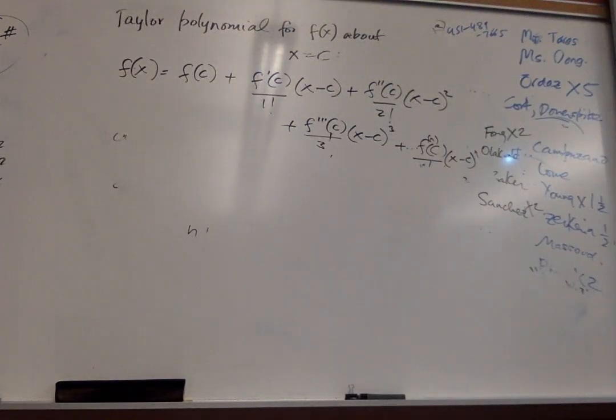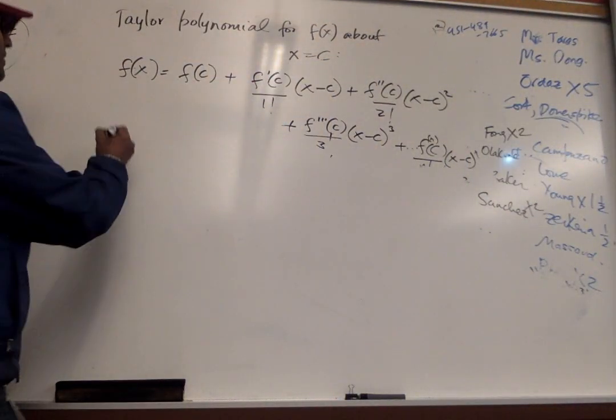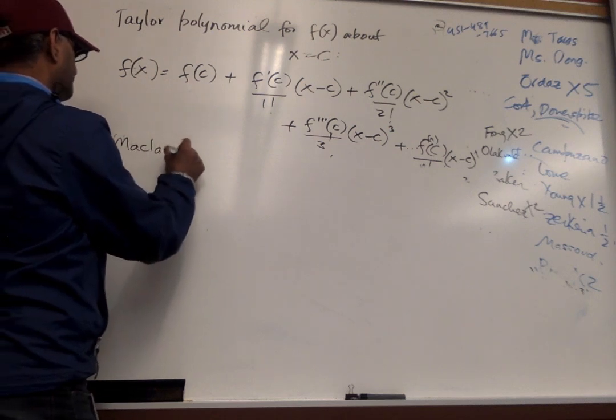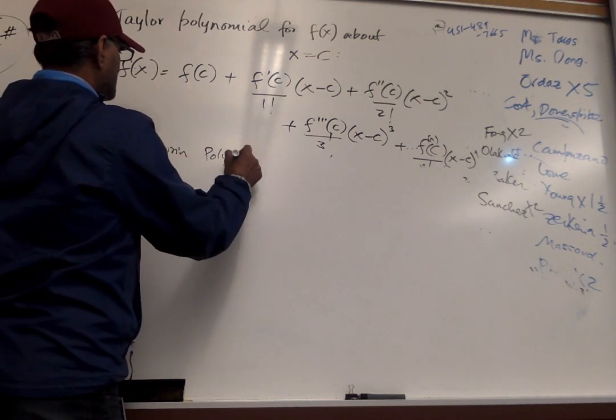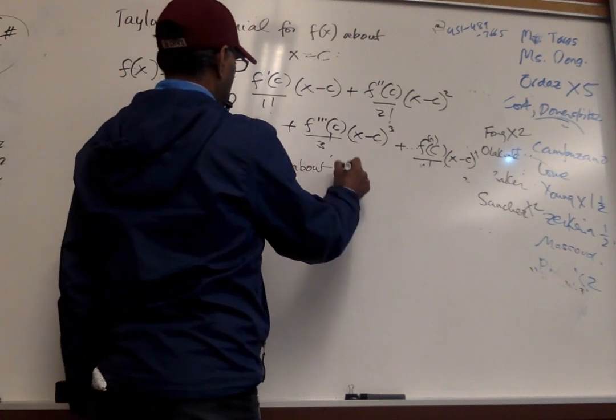Alright? But most of the time, we are centering at 0. So isn't c 0? And you're learning a new word, it's called a Maclaurin polynomial. So please write this down. Maclaurin polynomial is basically a Taylor polynomial about x equals 0.